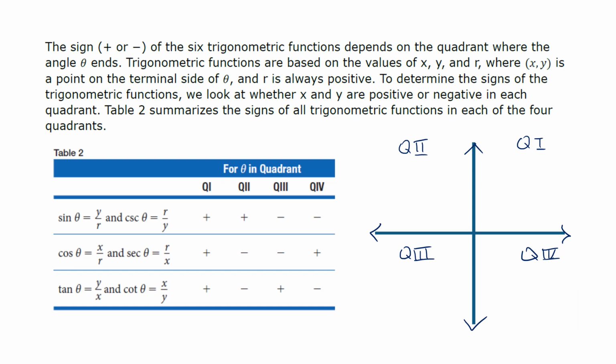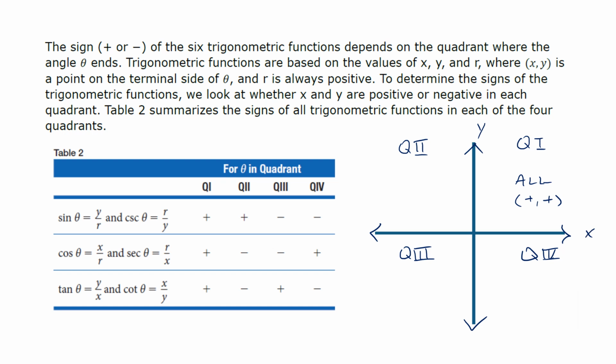Notice in quadrant 1 in this table, our sine, cosine, tangent, cosecant, secant, and cotangent are all positive. And that's because x and y are both positive in this quadrant. The x values are positive, the y values are positive. Remember, this is the y-axis, this is the x-axis.